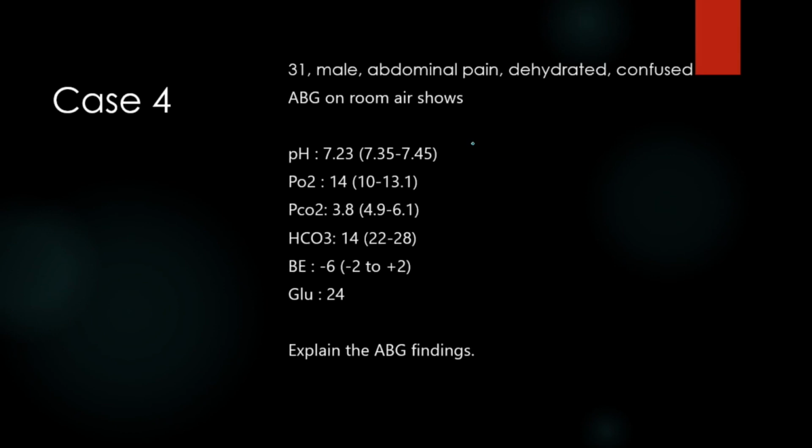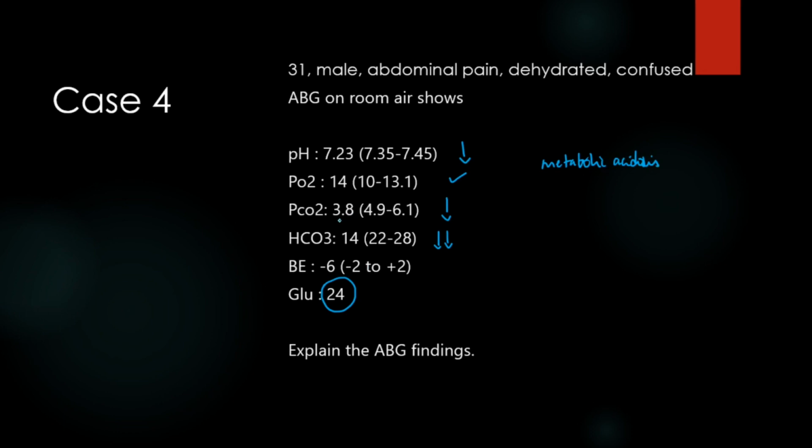So question 4, we have a 31-year-old male who's got abdominal pain. He is dehydrated and confused. His arterial blood gases on room air show a pH of 7.23, which is quite reduced. PO2 is normal, PCO2 is reduced at 3.8, bicarbonate levels are quite reduced at 14, and this is also confirmed by the negative base excess going in the acidemic direction of -6, and the glucose of 24 might give you a hint towards the diagnosis. So this is a metabolic acidosis.